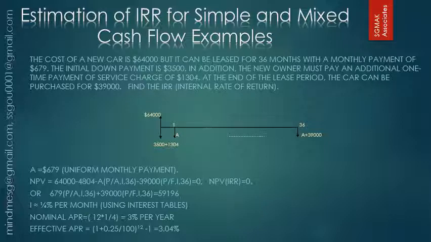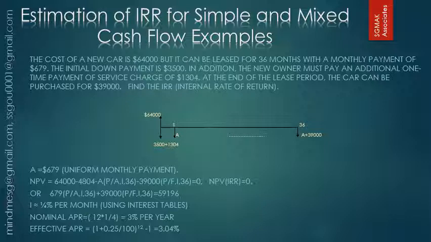You make an initial down payment of $3,500. In addition, you have an additional cost, a one-time payment of $1,304. Then you're paying at the end of each month $679, and at the end of 36 months you can purchase the car for $39,000. So what is the internal rate of return for this problem?